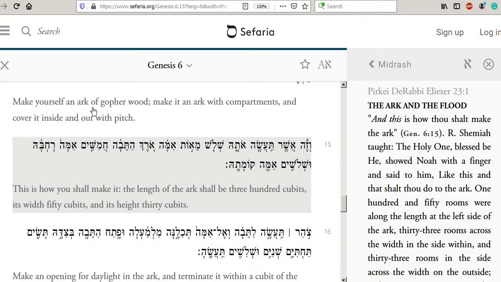Continuing now with our study of Noah on Genesis 6:15. This is how you shall make it, the ark. The length of the ark shall be 300 cubits, its width 50 cubits, and its height 30 cubits. So what's being described here is a giant rectangular box.